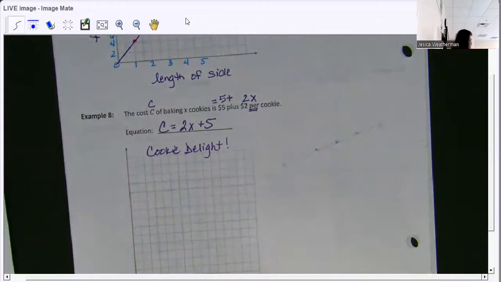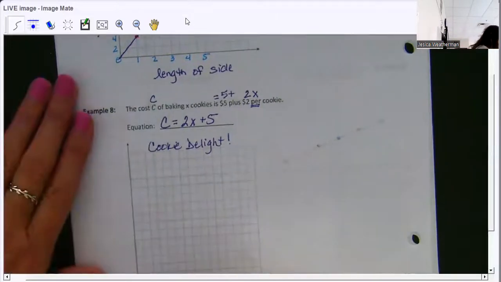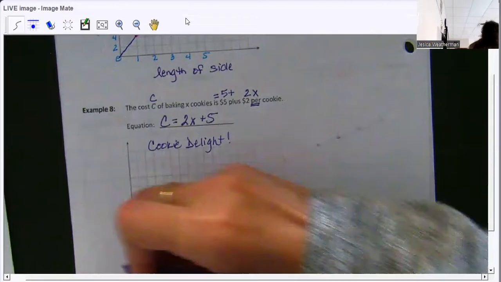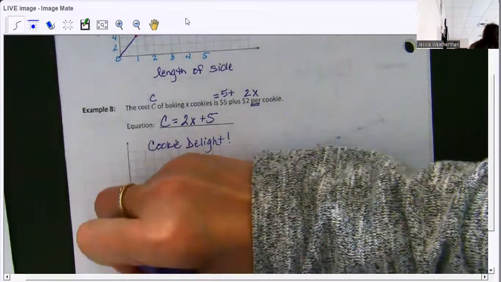Can somebody tell me what the title of our x-axis is, Jake? Yes, number of cookies. Can somebody tell me what the y-axis is? Xavier? Cost of cookies. Yep, cost.